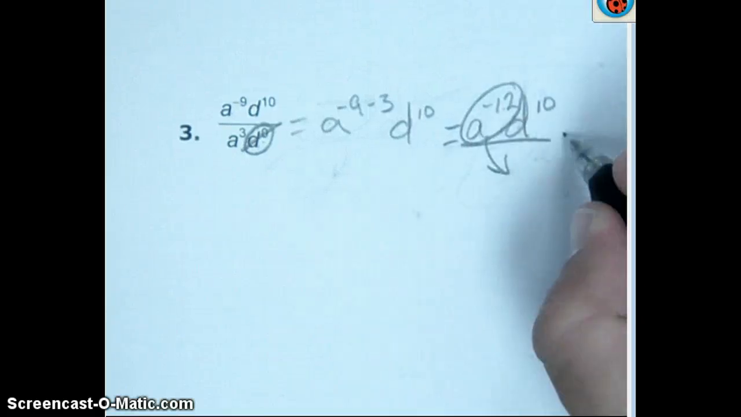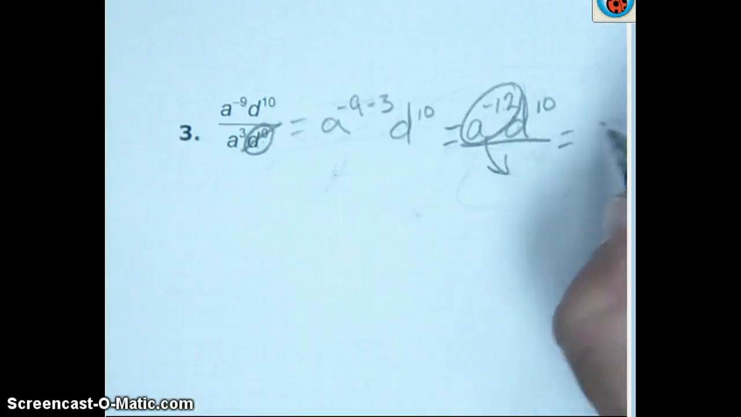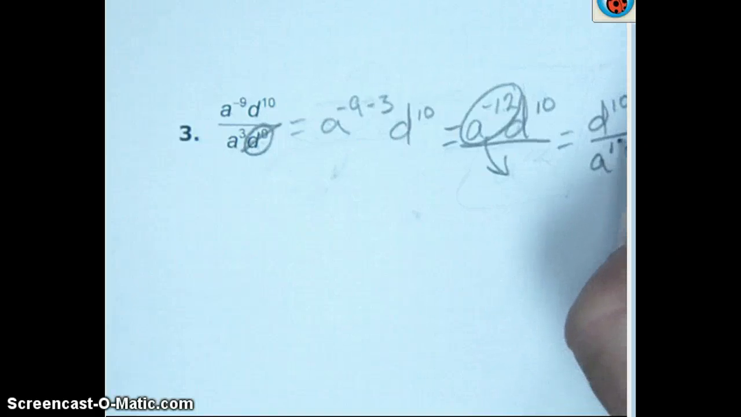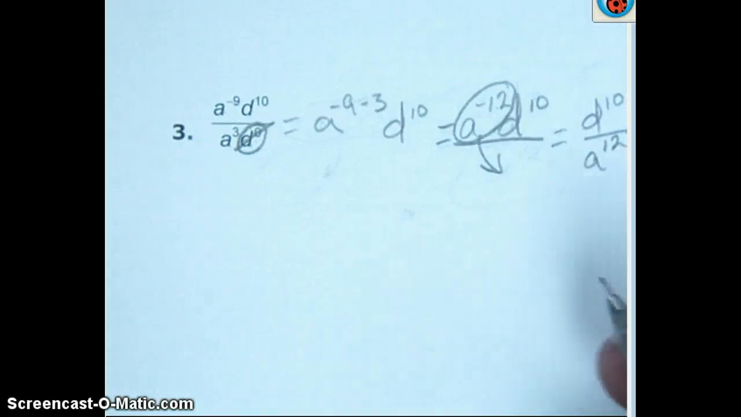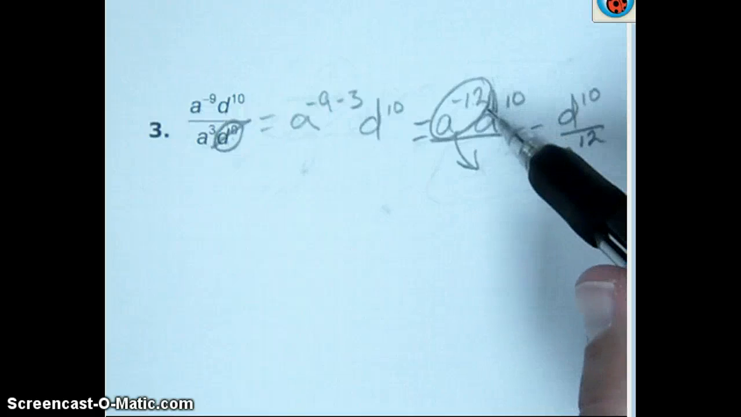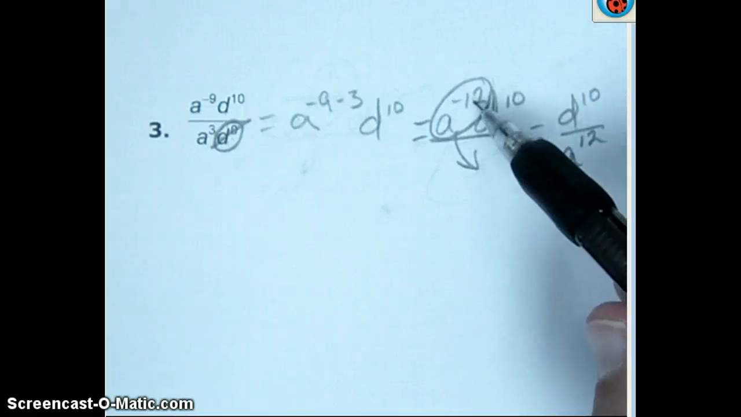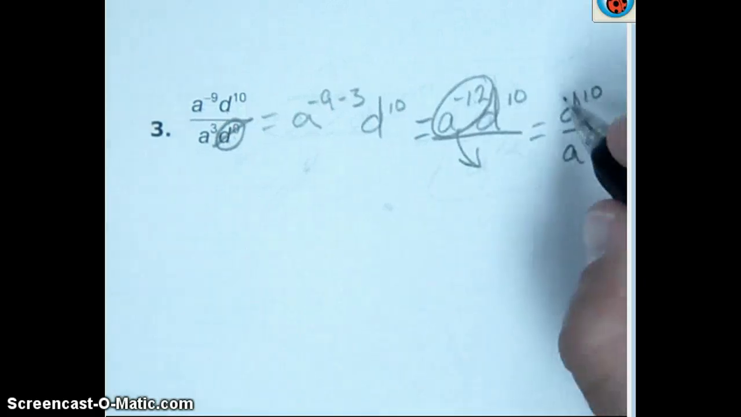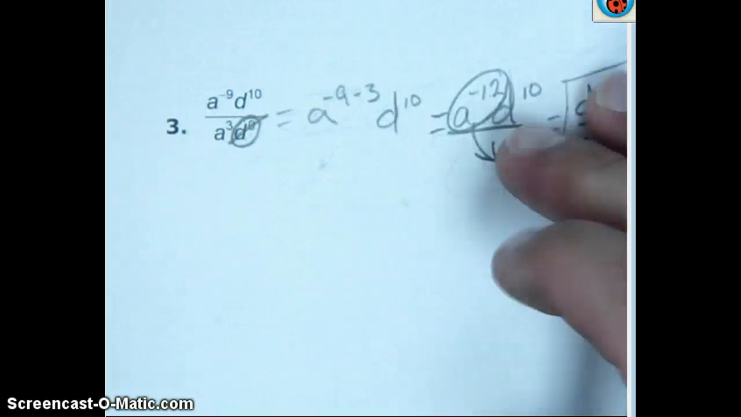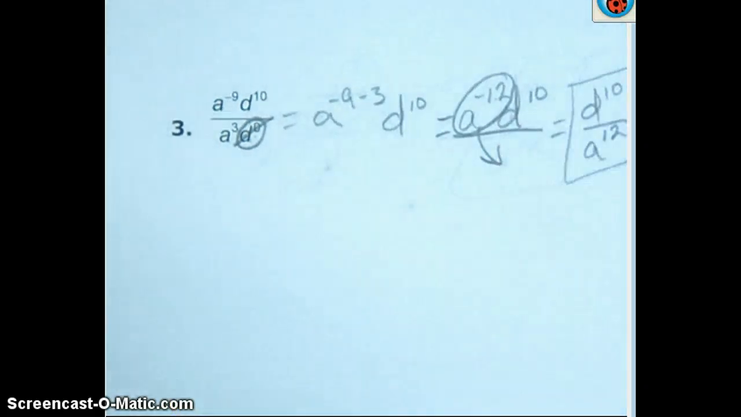When you put him down there on the bottom of the fraction, your final answer is going to be d to the 10 over a to the 12. Remember, don't work your negative exponents until you've completed all other laws. Alright, flip your page over. Let's do some more examples.